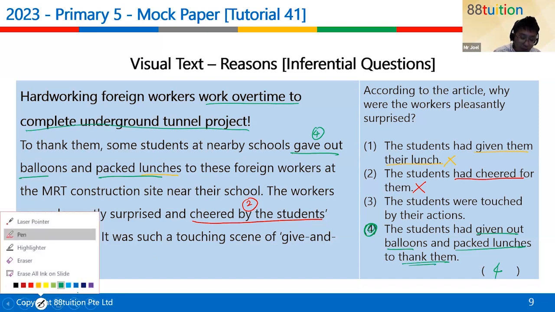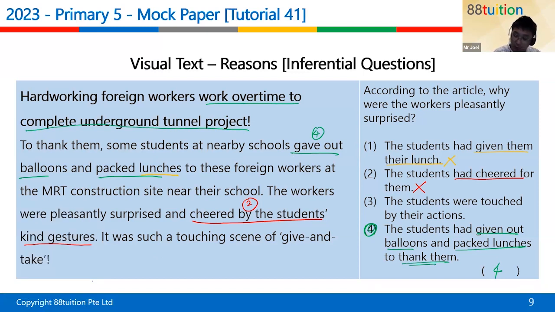Now, why is number 3 wrong as well? I'm going to use purple to show you. So why were the workers pleasantly surprised? Now, were the students actually touched by their actions? Yes, they could be, although the article didn't actually tell us that the students were touched by their actions, but the author did mention that it was a touching scene. Whether the workers or the students were touched, no one knows because it doesn't say so in the article. But the whole situation there was touching. So we can't really assume that the students were touched by their actions, right? Even though they could be. But it's not a confirmed one.